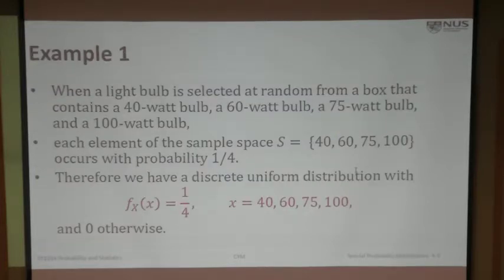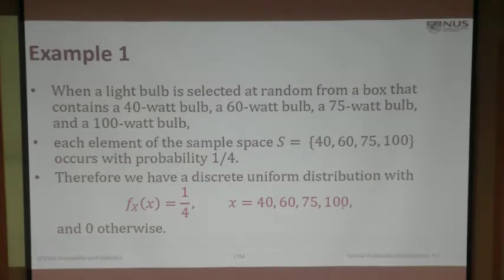Okay, let's have a look at an example. This is an example of a discrete probability distribution which is uniform. So, we have a light bulb. It can be randomly selected from a box which has a 40, 60, 75 and 100 watt bulb. Each element in this sample space occurs with probability 1 over 4. So this is a discrete uniform distribution where fx of x is equal to a quarter if x lies in the set 40, 60, 75 or 100, and 0 otherwise. It's an example of a discrete uniform distribution.